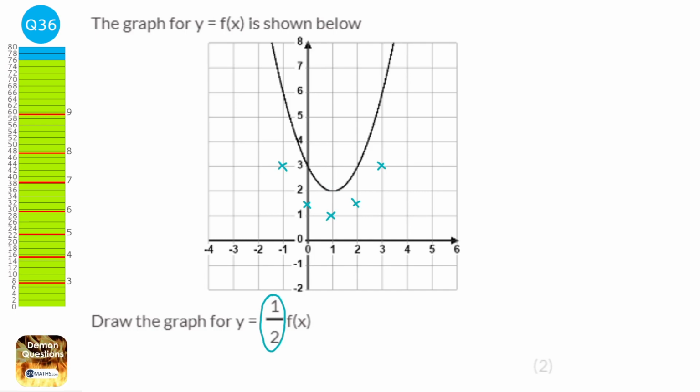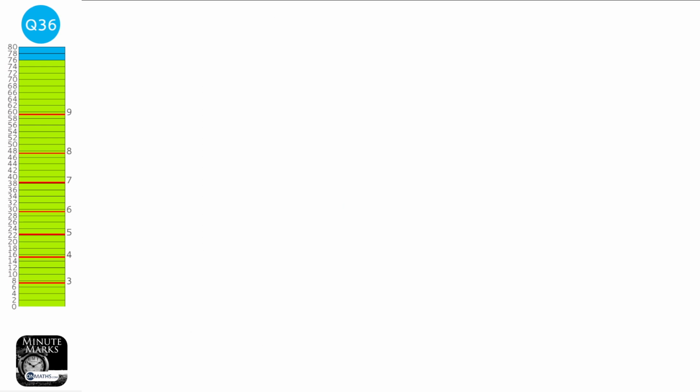points on the graph. And when you do that, you should be able to draw in the graph, and it should look something like this. We'll try our best to draw it. And we're not looking for it to be absolutely perfect, but looking at that, you can clearly see that all of the y coordinates have been halved.